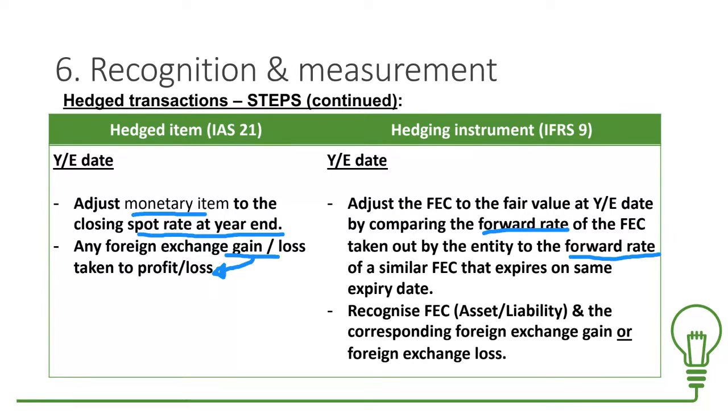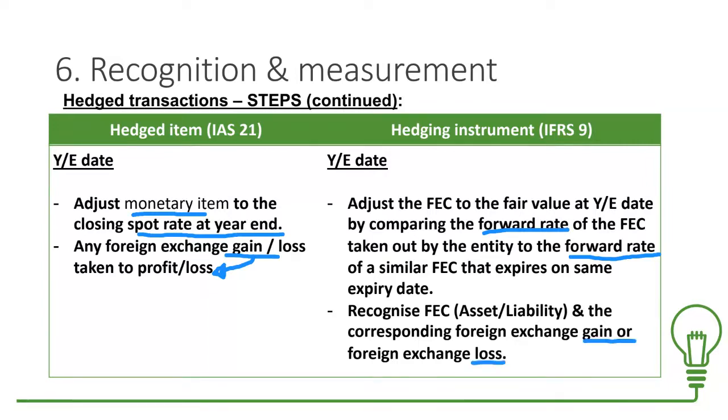So we're comparing it to what's happening in the market. We're looking to find the fair value of the contract, right? I'll say that again. At year end, we're looking to find the fair value of the FEC, and we do that by looking at our rate and comparing it to a similar contract for the same amount and with the same expiry date. Okay, and that gives us an idea of how much this contract is worth in the market. So that's what we need to compare, the difference between the two forward rates. Then we're going to make a profit or loss on that specific item.